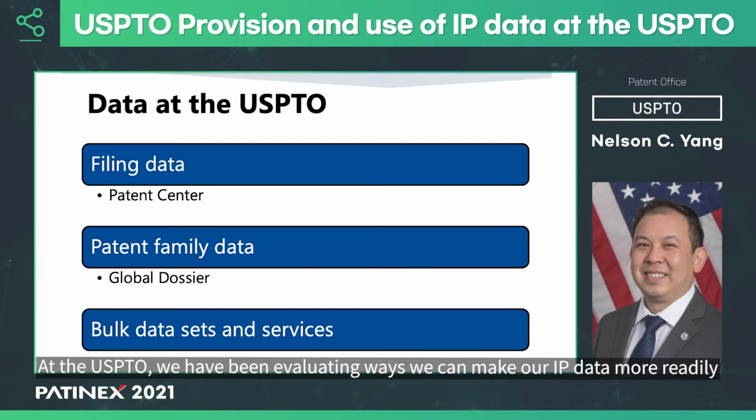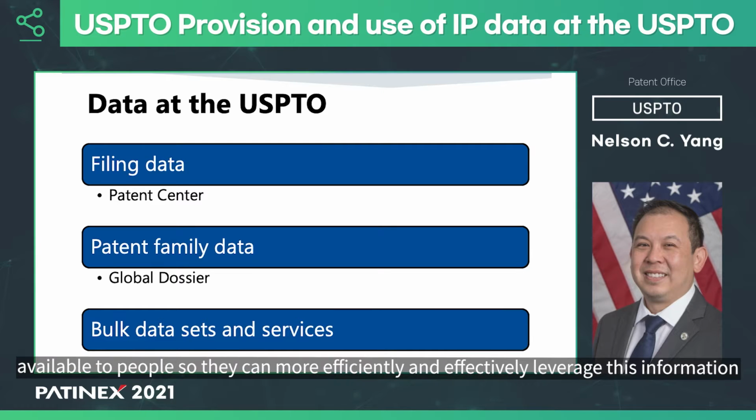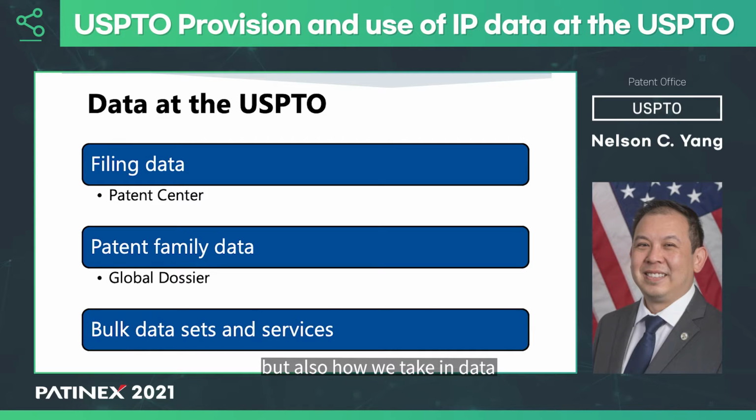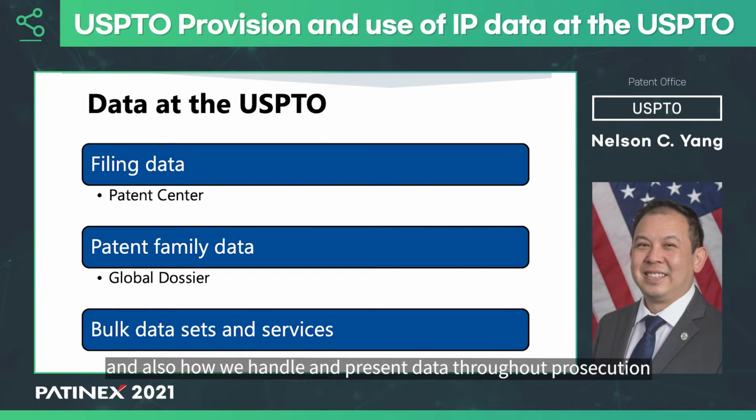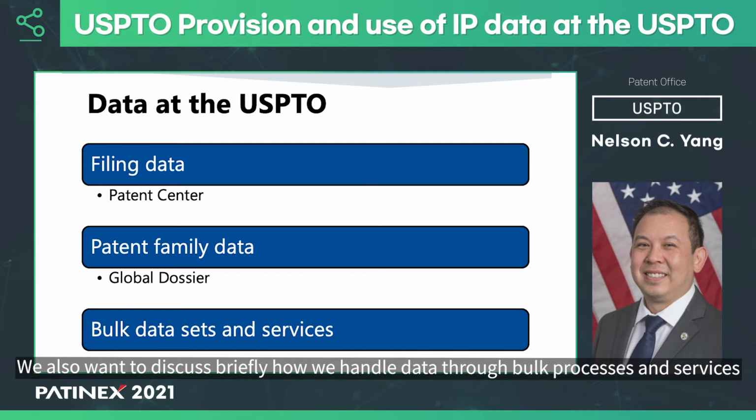At the USPTO, we have been evaluating ways we can make our IP data more readily available to people so that they can more efficiently and effectively leverage this information. This requires us to look at not just how we make patent data available to the public, but also how we take in data. This may be in the form of filings, and also how we handle and present data throughout prosecution. We also want to discuss briefly how we handle data through bulk processes and services.